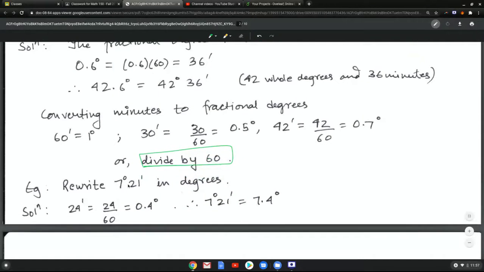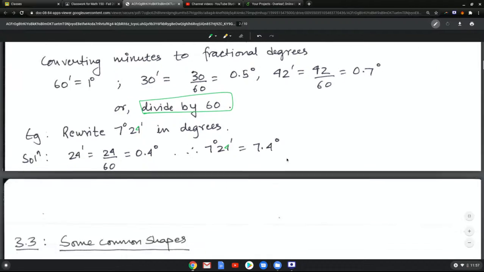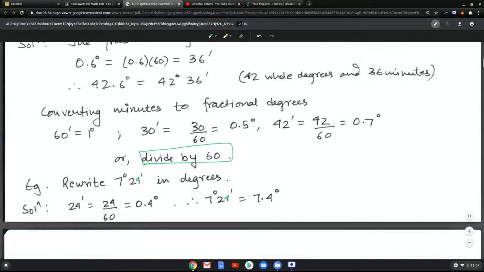For example, rewrite 7 degrees 24 minutes in degrees. 24 minutes is 24 over 60, which is 0.4. So 7 degrees and 24 minutes is 7.4 degrees. That's it. Next, we are going to talk about some common shapes and then some of their properties.